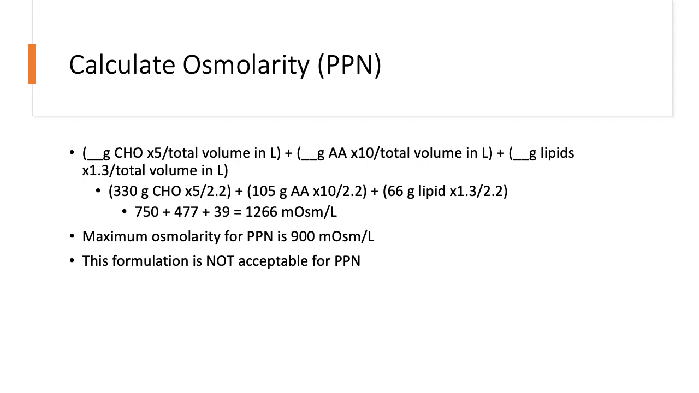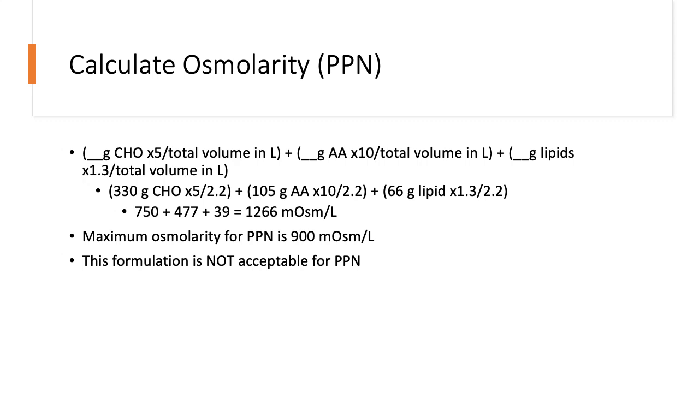So we have 330 grams of carbohydrate, multiply that by 5, and then divide it by 2.2 liters. Then we have 105 grams of amino acids times 10, divide that by 2.2, and then 66 grams of lipid times 1.3 divided by 2.2. So we get 750 plus 477 plus 39. That gives us an osmolarity of 1266.